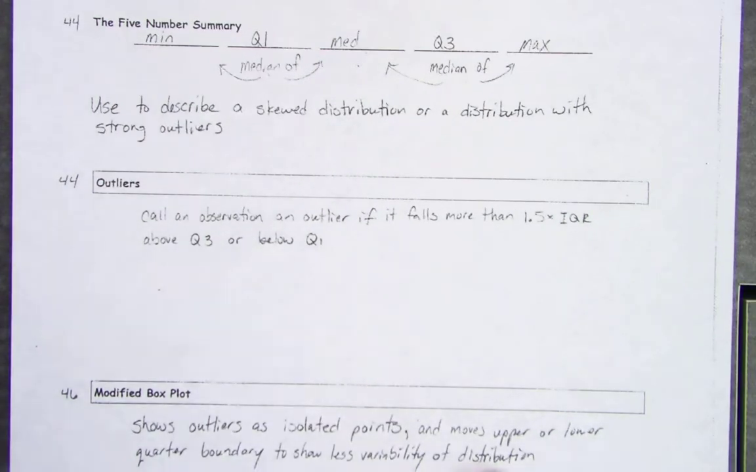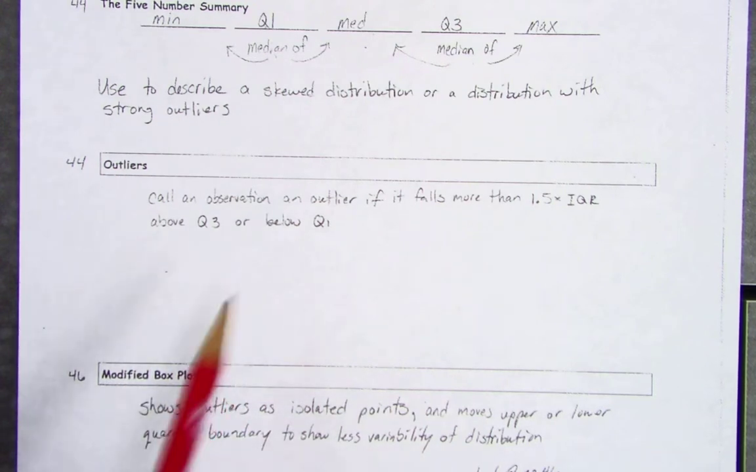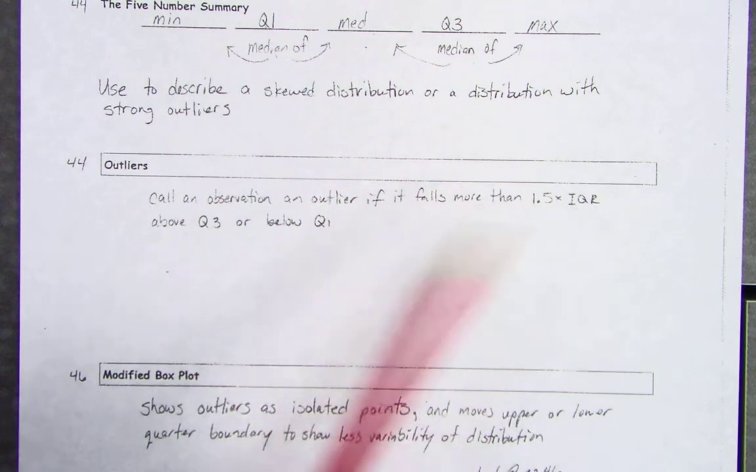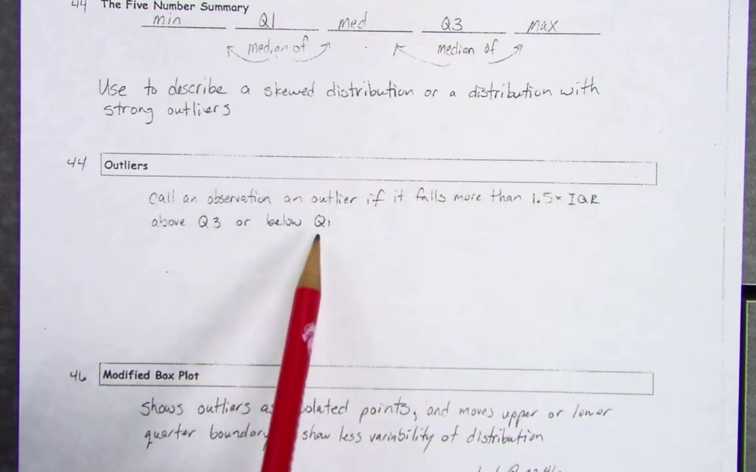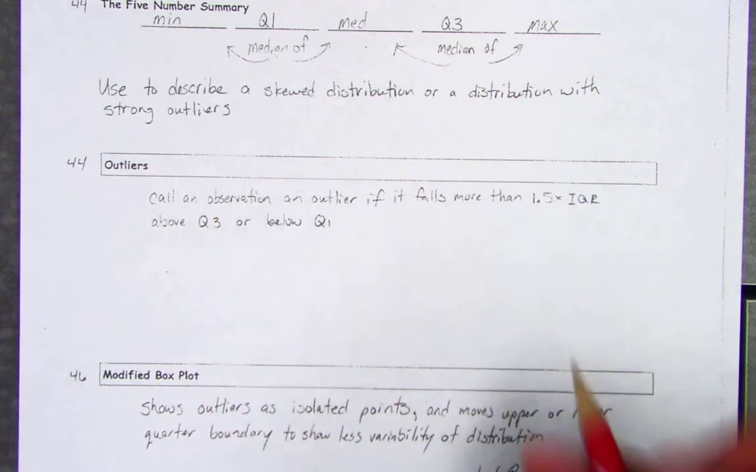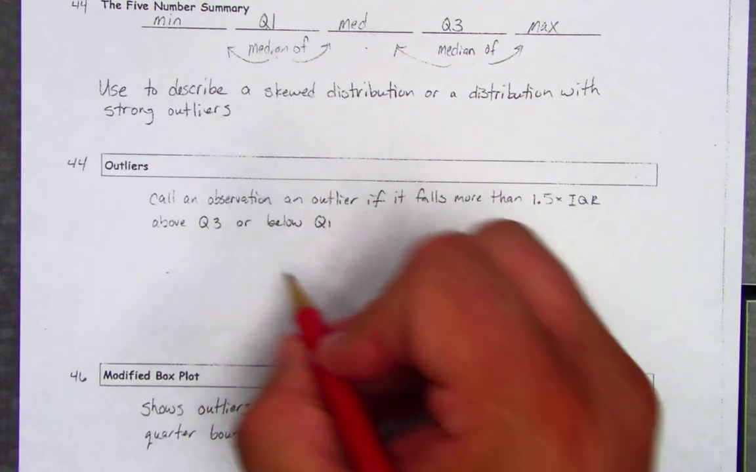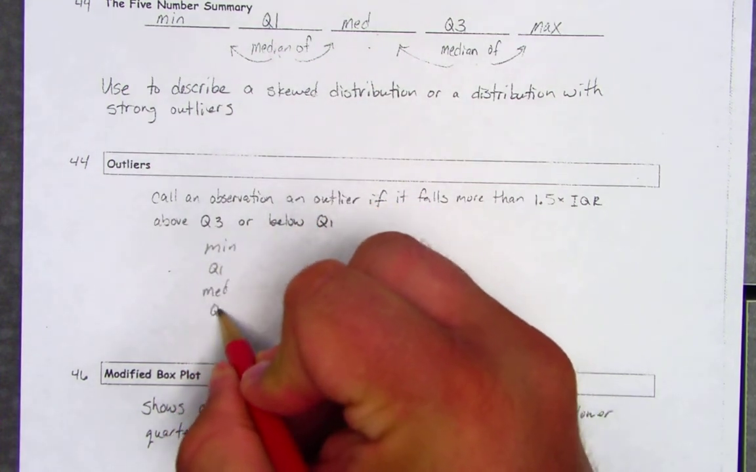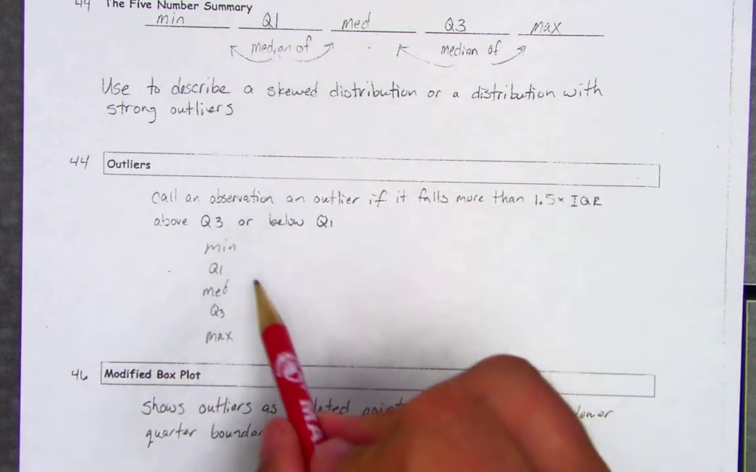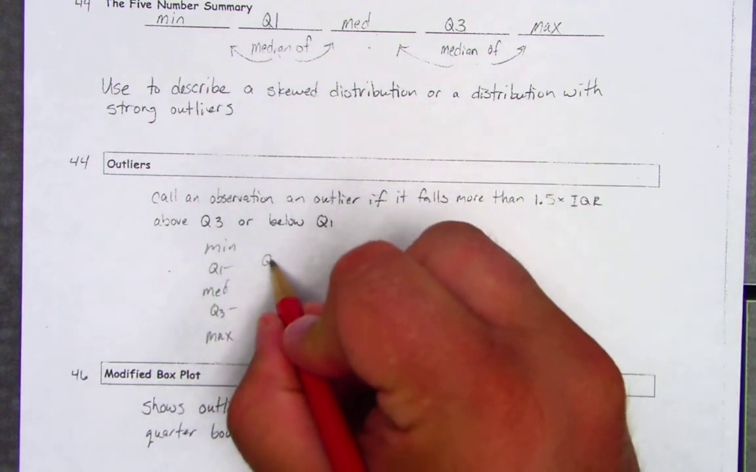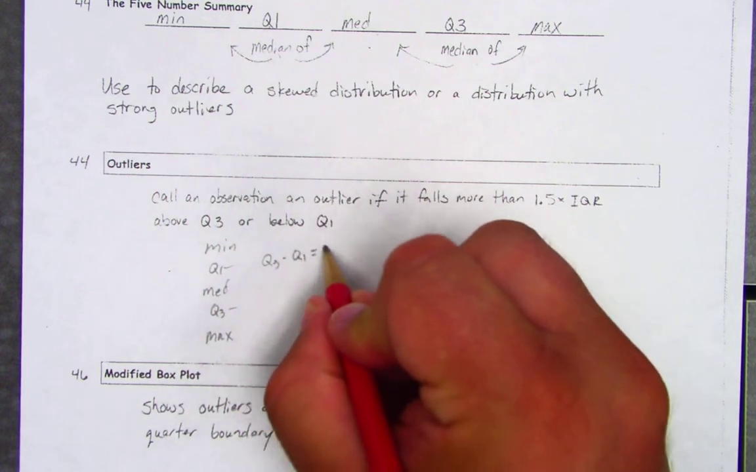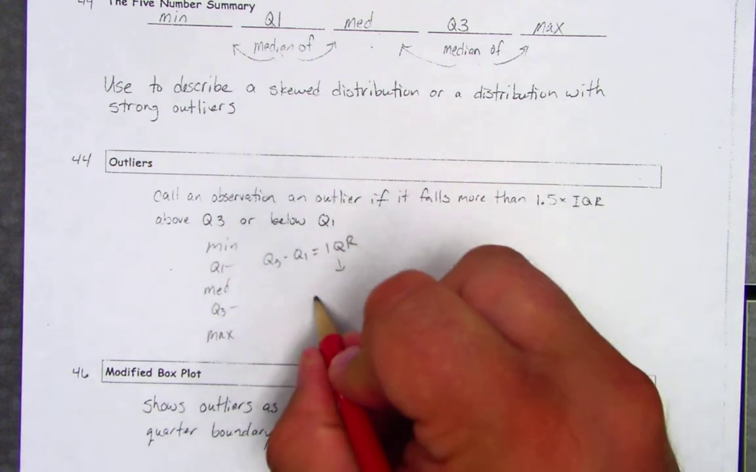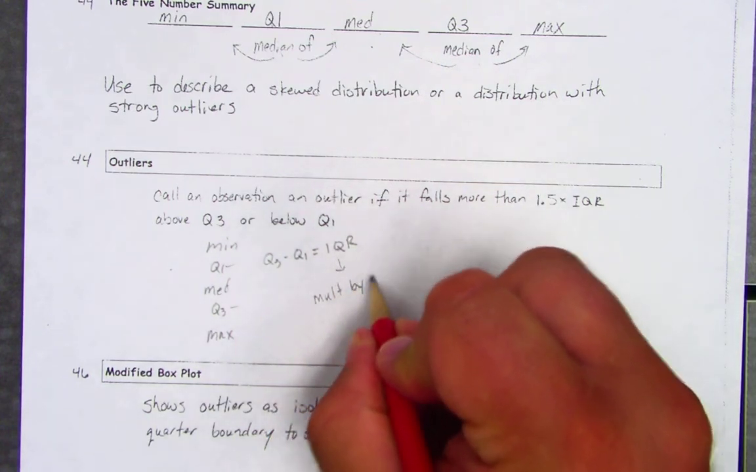Outliers. Call an observation an outlier if it falls more than 1.5 times the IQR above Q3 or below Q1. So what you have to do is you have to figure out what your 5-number summary is. You'll have your minimum, you'll have Q1, your median, Q3, and your maximum. Take these two and do Q3 minus Q1. That's your interquartile range.